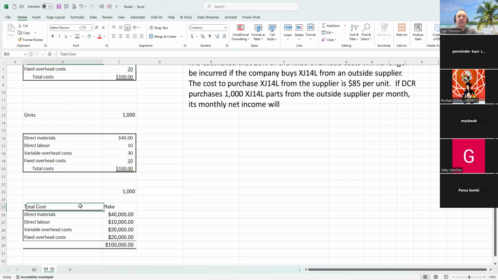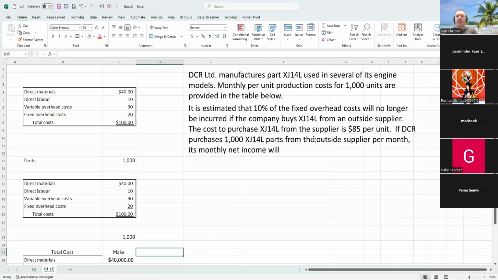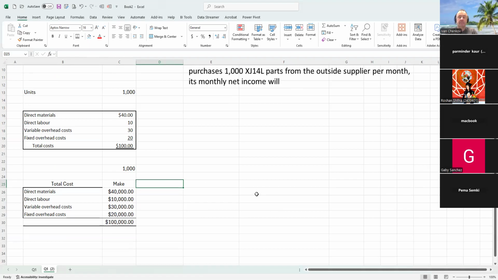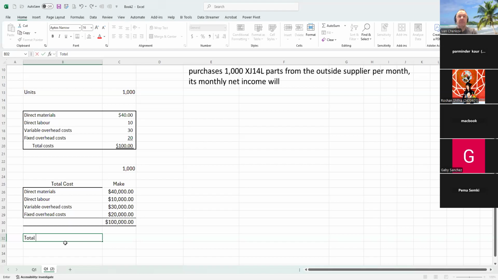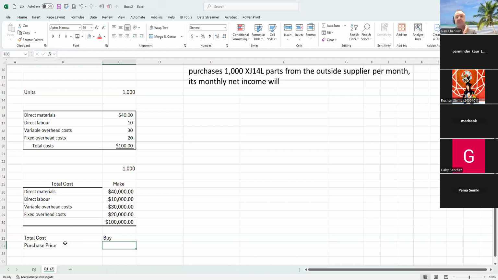Cool. Okay. Now let's see what's going to happen if we buy it. If we have to buy it, what's going to happen? Obviously, we have to pay the purchase price. How much is the purchase price? $85,000. So the total cost if we buy it, we have the purchase price, which is $85.